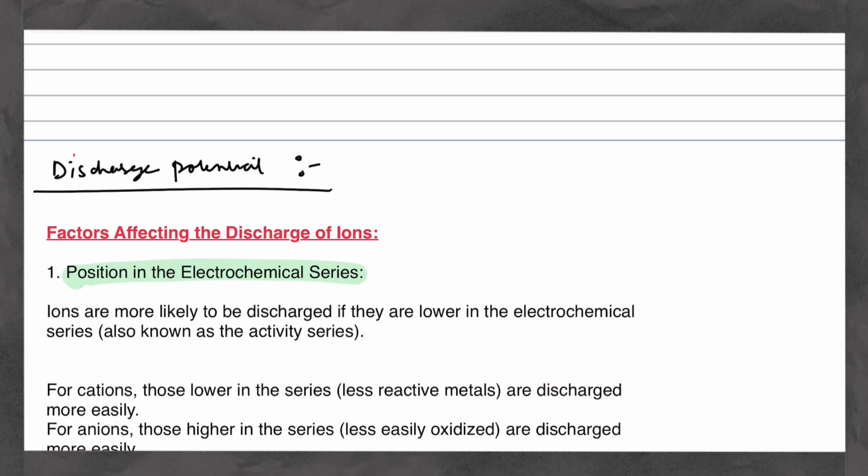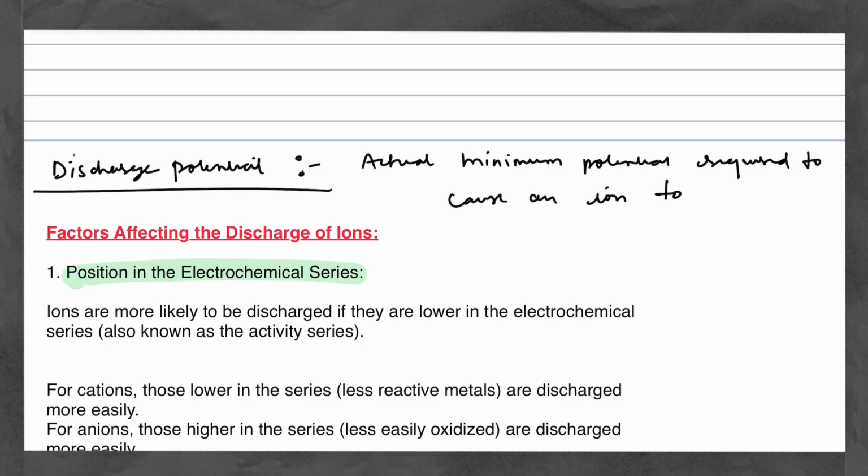Basically, it is the actual minimum potential, in voltage, required to cause an ion to gain or lose electrons. This is the basic definition.